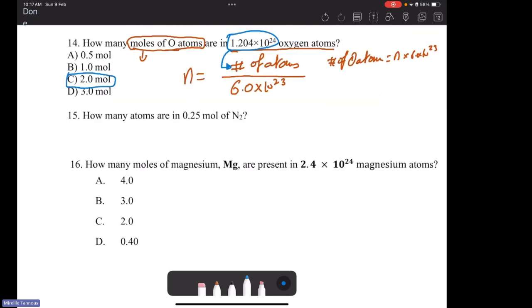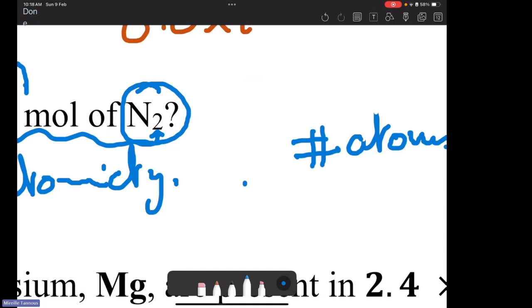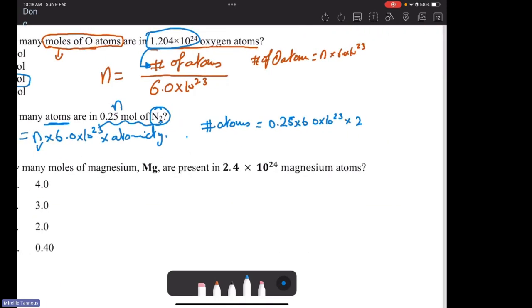How many atoms are there in 0.25 mole of N2? So, how many atoms in a compound? Mole times Avogadro times the atomicity. So 0.25 is the mole. It is N. So the number of atoms that we are calculating here is 0.25 multiplied by Avogadro's number multiplied by atomicity. And here in this compound, we have 2 nitrogen atoms. So that is times 2.